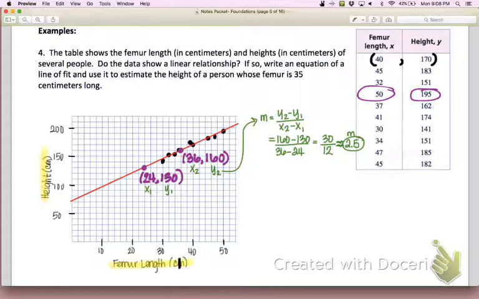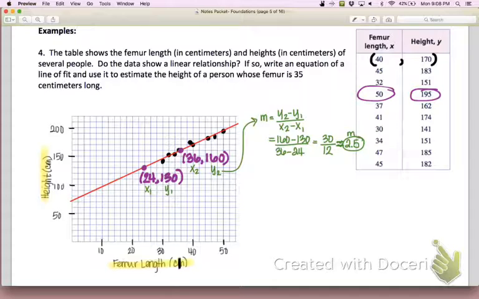And again, if I think about that, that tells me it's a positive slope, which is exactly what my line shows. And if we think about what that means, that tells us that for every centimeter longer your femur is, your height is going to be 2.5 centimeters taller. That's what that rate tells us.